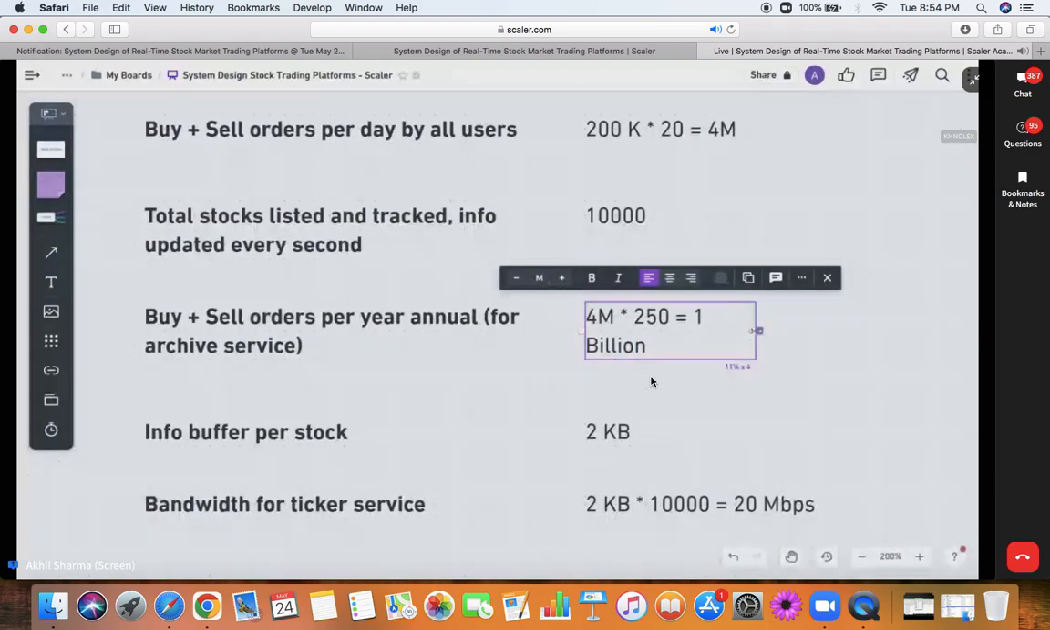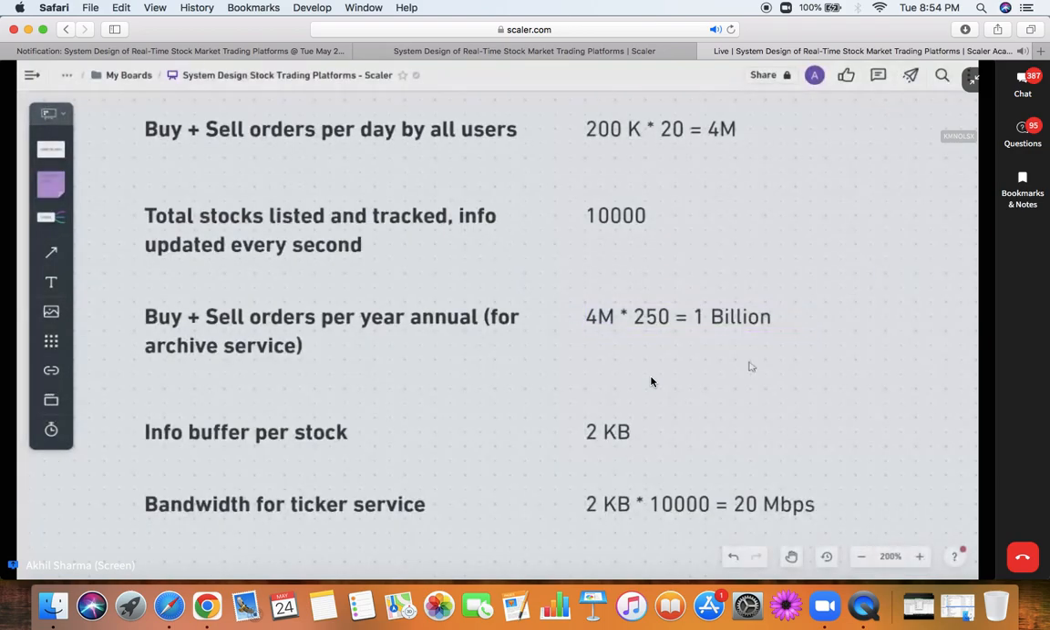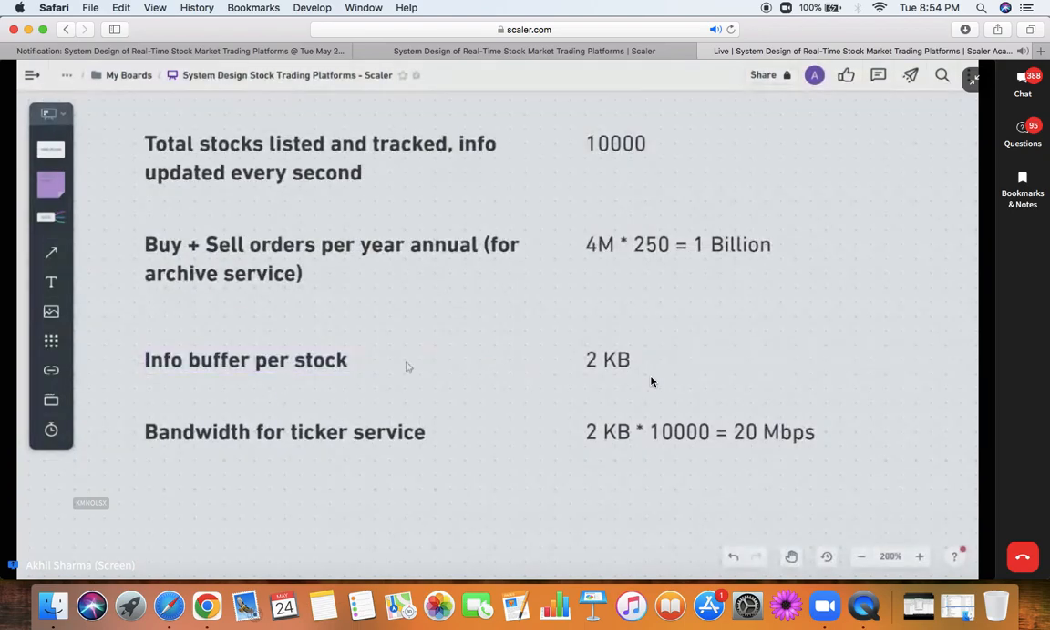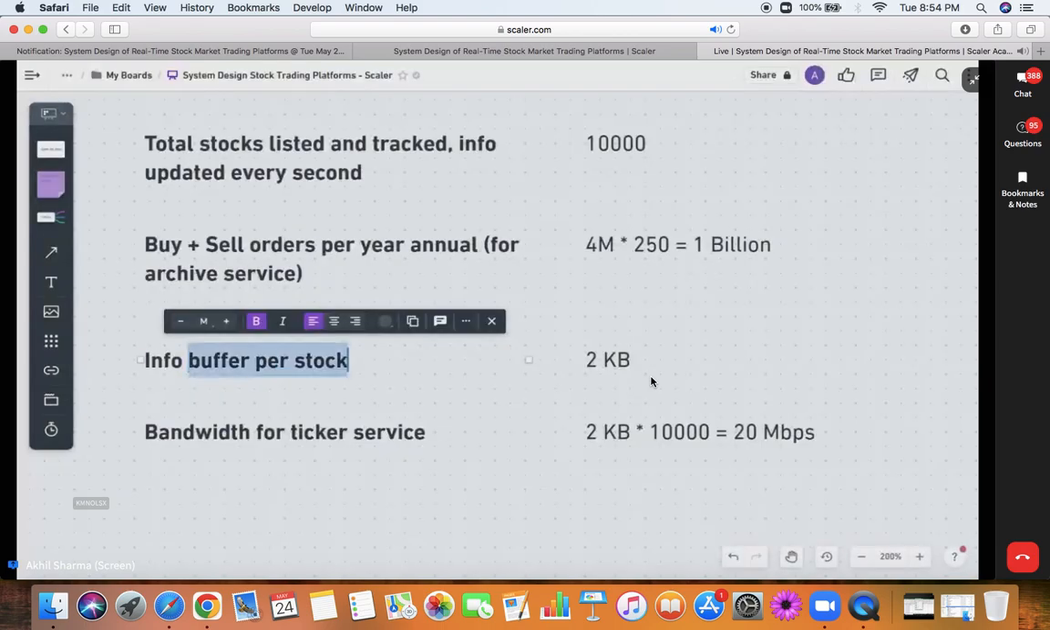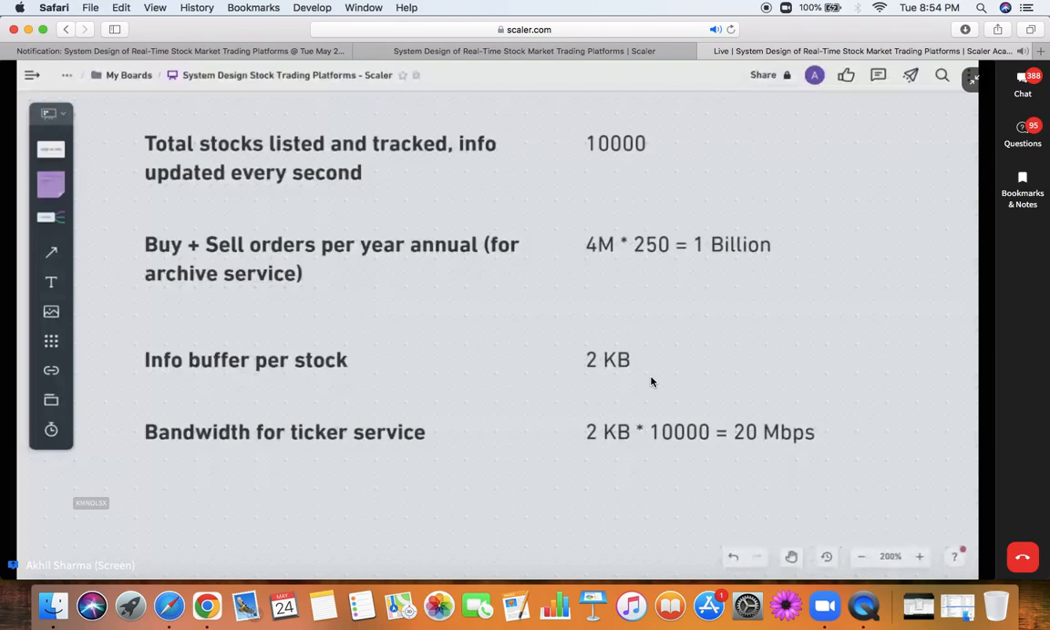In buying and selling, orders per year annually are happening. And then you want to consider bandwidth. To consider bandwidth, you want to say what's the data per stock. So per stock, you get some information from, let's say, an external API or somewhere. Per stock means Apple or Tesla is a stock, right?